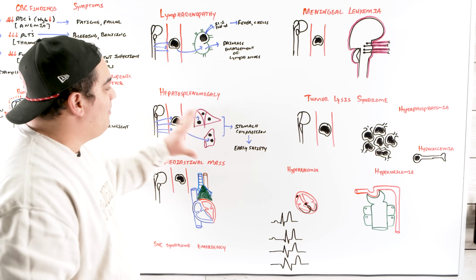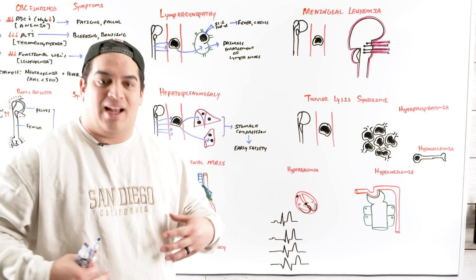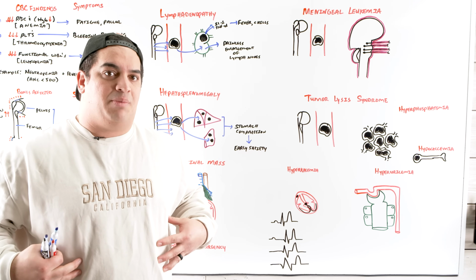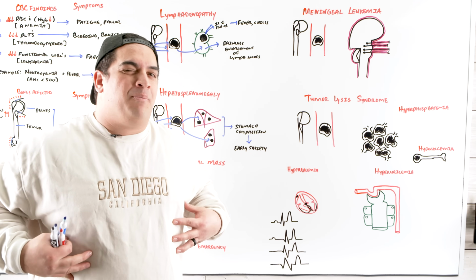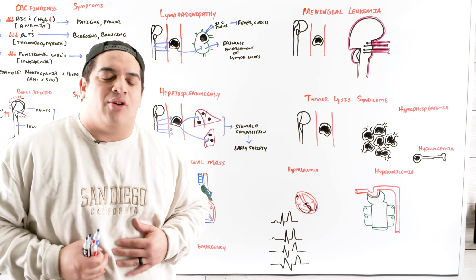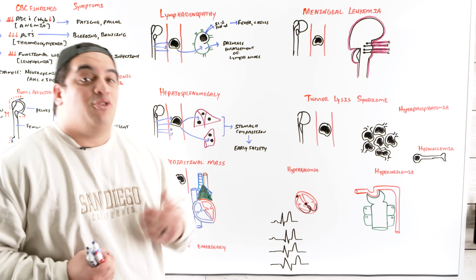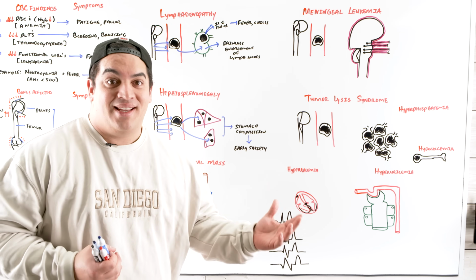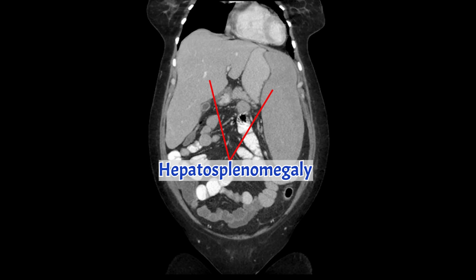So we have hepatosplenomegaly. When these patients have big enlarged livers or big enlarged spleens, sometimes it can be palpable. But the biggest presentation is early satiety or abdominal fullness. If you actually happen to get images of these, it would look a little bit like this.